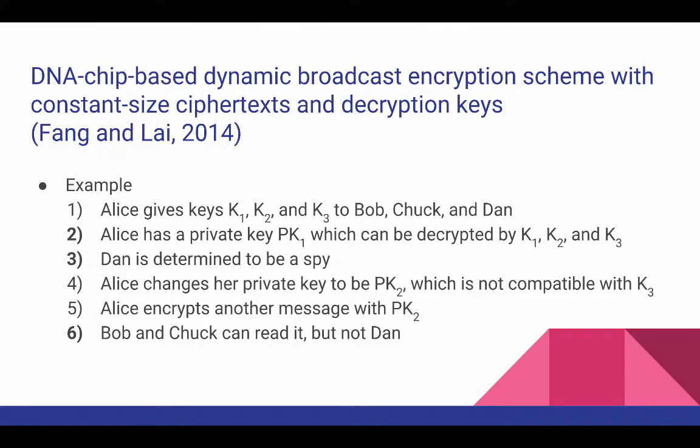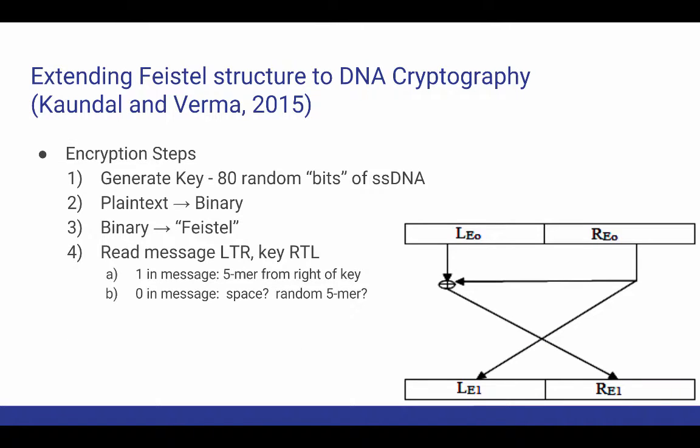So in an example, let's say that Alice has a private key PK1 which can be decrypted by Bob, Chuck, and Dan with K1, K2, and K3. Now later, let's say that Dan is determined to be a spy, and so Alice changes her key to PK2, and now Bob and Chuck can read it, but Dan can't read it.